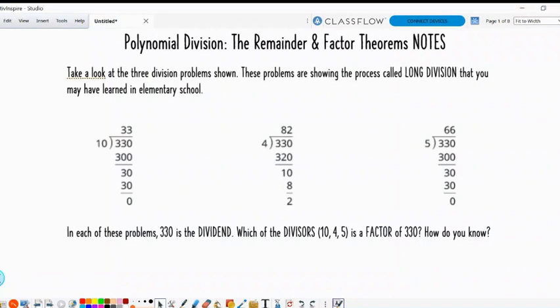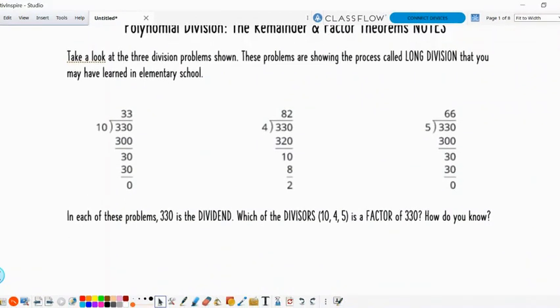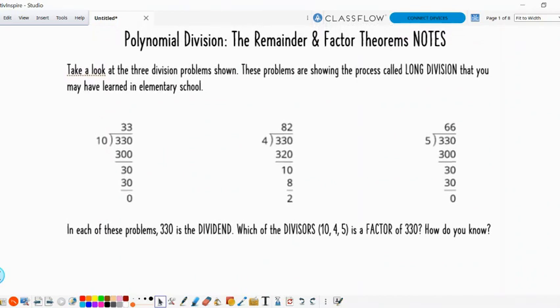All right, this is our lesson on polynomial division. And we're going to go back to long division, like you might have learned in elementary school. If you're looking at your notes, you're looking at these three division problems which have already been solved. In each case, we're dividing 330, which is called our dividend, by a number. And the number that we're dividing by is our divisor.